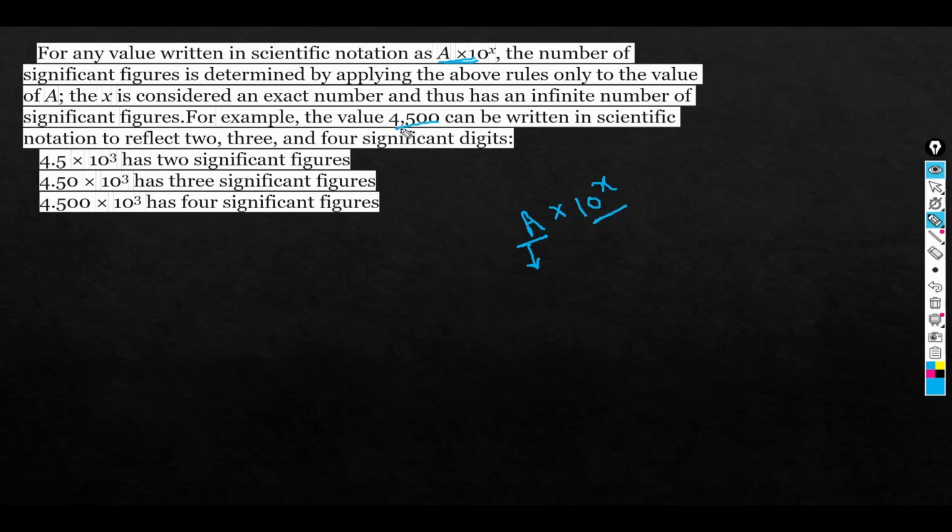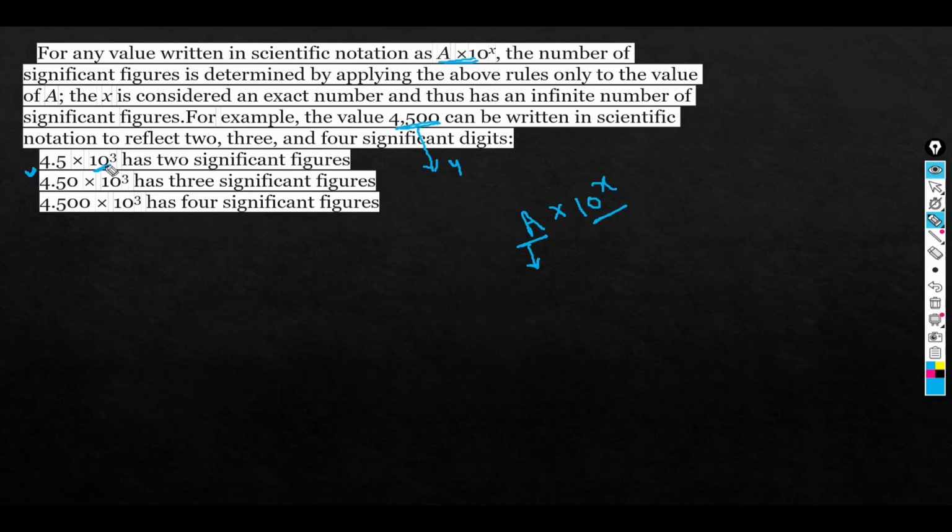So first you take this 4500. How many significant figures are there? So clearly 4 significant figures are there in this example. Now suppose they have written this thing in a scientific notation like 4.5 into 10 to power 3. So how many significant figures will it have?